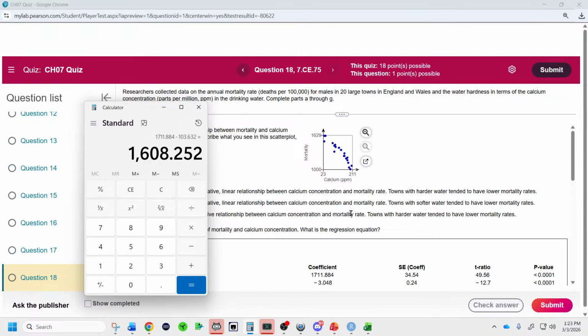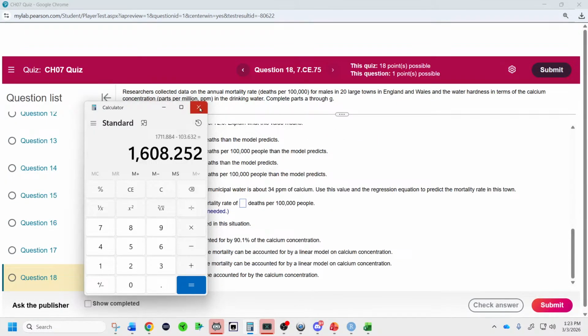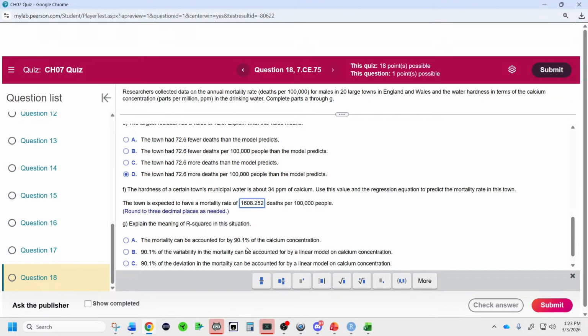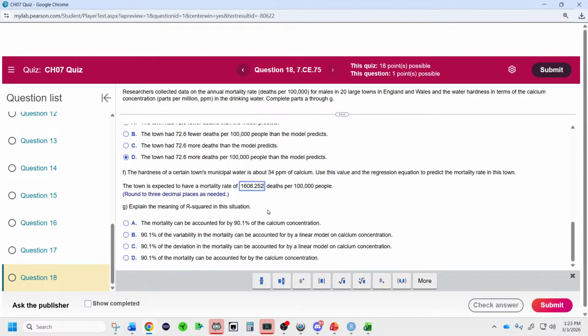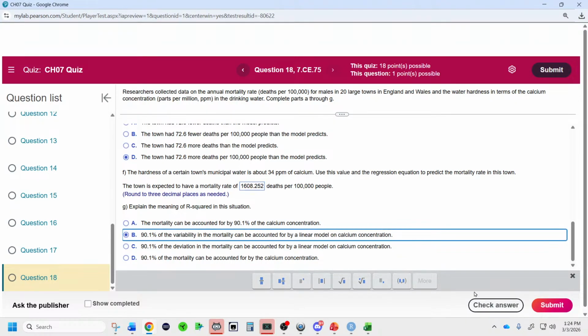I think the residual estimation is a little bit confusing. I'll go over that again real quick. So this would be the predicted deaths per 100,000, rounded to 3 decimals as needed. And then the R squared is the percent of variation in Y explained by the variation in X. So 90.1% of the variation in mortality can be accounted for by a linear model on calcium.